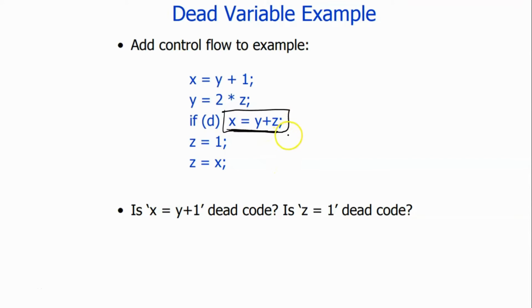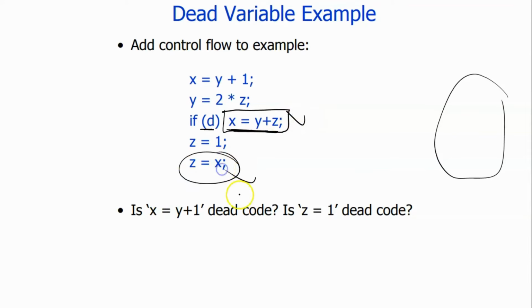Why is this not dead code? Yes, maybe in some execution, I don't know what will happen at runtime when we run this program. But it might happen that this D becomes true, this condition becomes true. Then this definition will be used here. So that's why this is also not dead code.